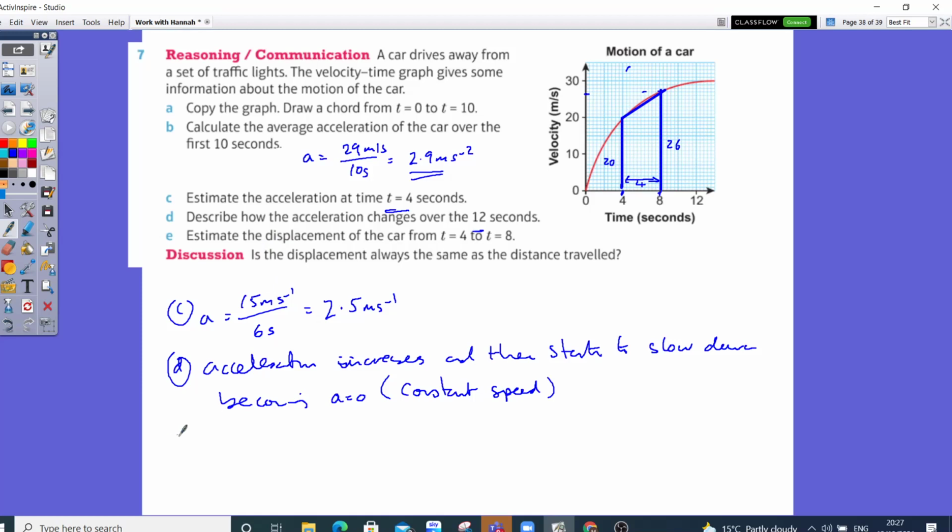So to get the displacement, which was E, top add bottom, 20 add 26, times it by 4, shared by 2. So that plus that is 46, and half of 4 is 2, and 2 times 46 is 92 meters. So that is the displacement from between 4 seconds to 8 seconds. So that means you've gone further, 92 meters from where you had started at the traffic lights.